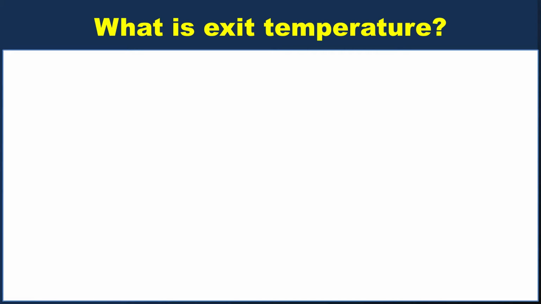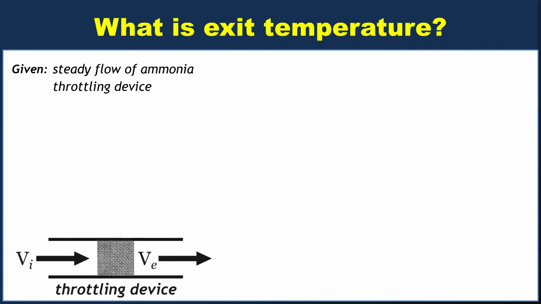Now we're going to look at an example using a throttling device, and we want to know the exit temperature of the fluid passing through the throttling device. So let's say that it's a steady flow of ammonia, specifically ammonia vapor. The picture you should have in your mind is that there's an inlet, an exit, and there's something in between the two that, for whatever reason that we don't necessarily need to know, the specific enthalpy is conserved.